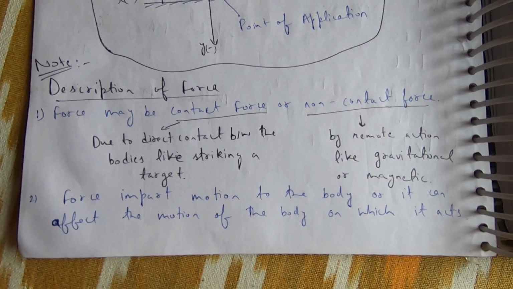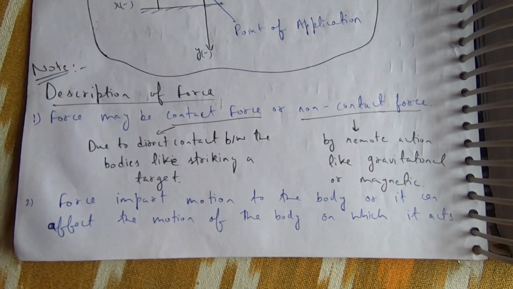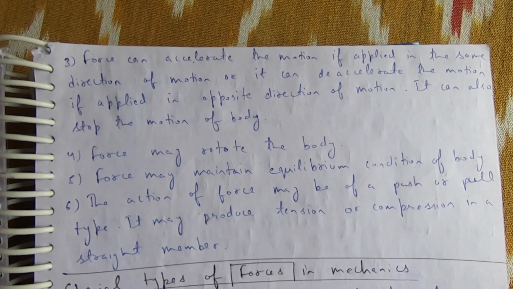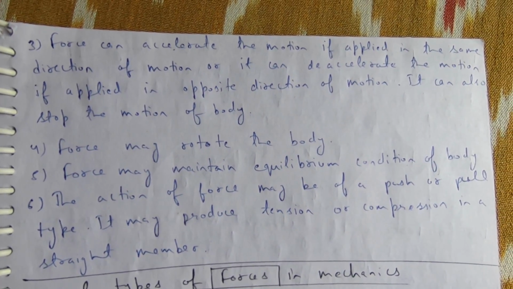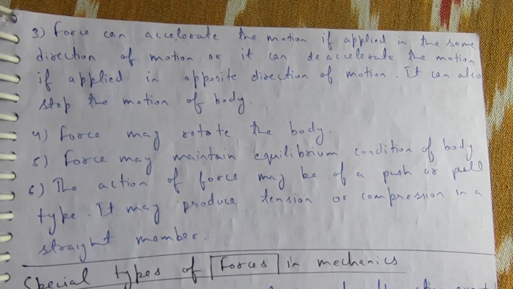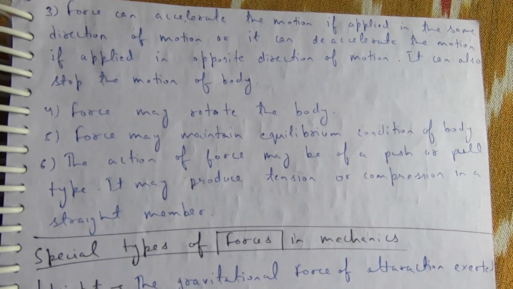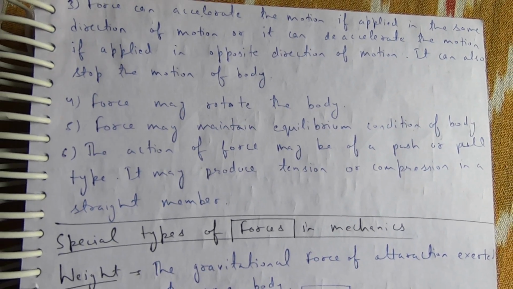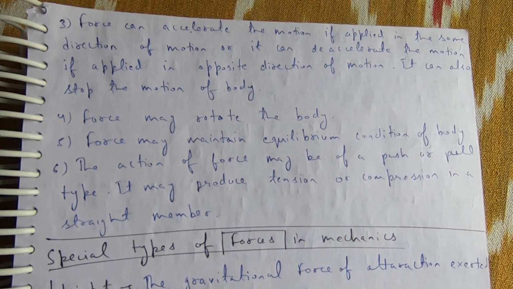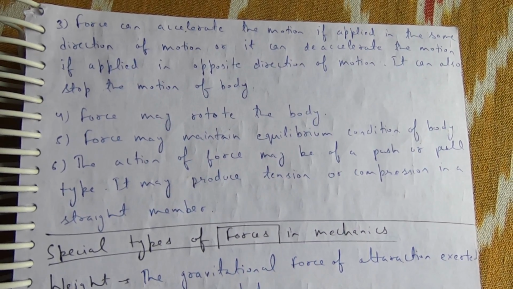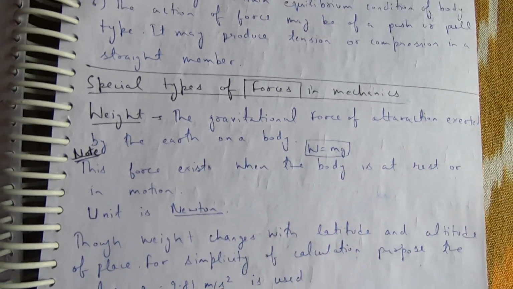Force imparts motion to the body or it can affect the motion of the body on which it acts. Force can accelerate the motion if applied in the direction of motion, or it can decelerate the motion if applied in the opposite direction of motion. It can also stop the motion of a body. Force may rotate the body. Force may maintain the equilibrium condition of a body. The action of force may be of push or pull type. It may produce tension or compression in a straight member.